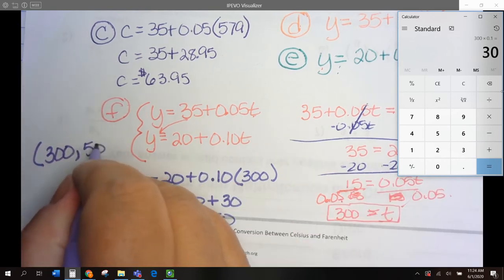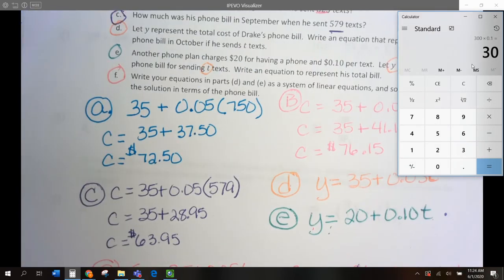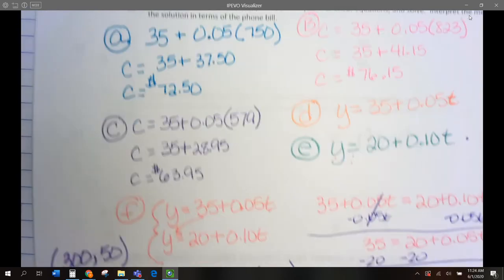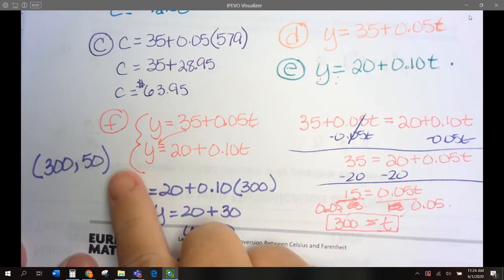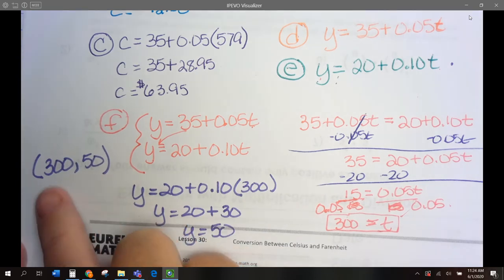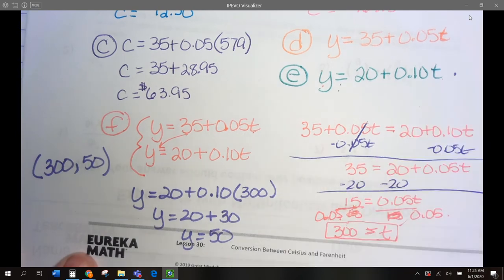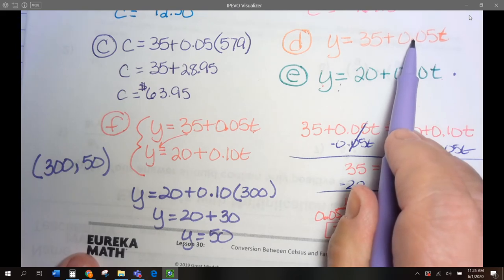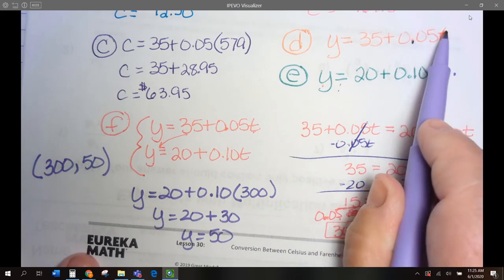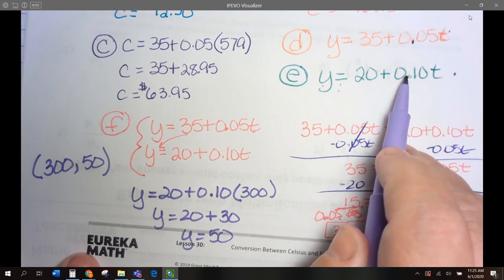What does that mean? In both plans, this plan and this plan, it's going to cost $50 if you do 300 texts. So these are the same at 300 texts. So I would say this is less per text. So if he's going to do more than 300 texts, he should go with this one. If he's going to do less than 300 texts, he should do this one.